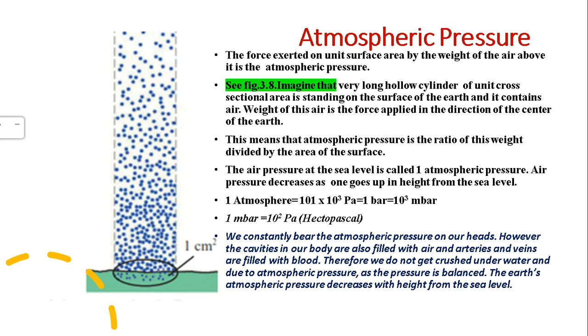1 atmosphere is equal to 101 into 10 raised to 3 Pascal, which is equal to 1 bar, or equal to 10 raised to 3 mbar. The value of 1 mbar is 10 raised to 2 Pascal, which is also called a hectopascal. We constantly bear the atmospheric pressure on our heads. However, the cavities in our body are also filled with air and the arteries and veins are filled with blood. Therefore, we do not get crushed under the atmospheric pressure, as the pressure is balanced. The atmospheric pressure decreases with height from sea level.